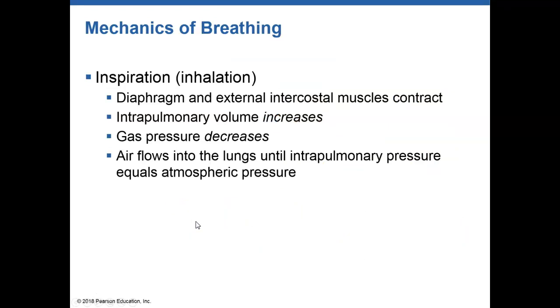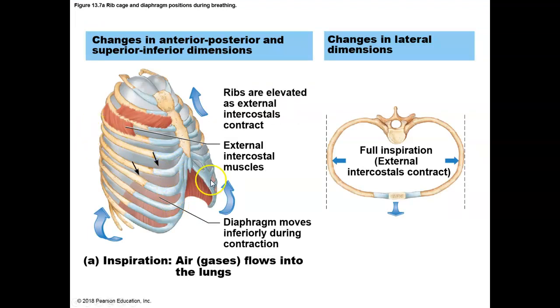So the 2 major muscles of inspiration: the diaphragm is your primary mover of inspiration, and then external intercostals help with inhalation. When they contract, intrapulmonary volume increases, and that gas pressure decreases. So air flows into the lungs. And so that's what this is showing. The thoracic cavity opens, the diaphragm moves down, so gas can move into the lungs.